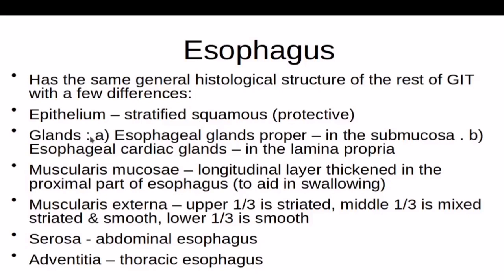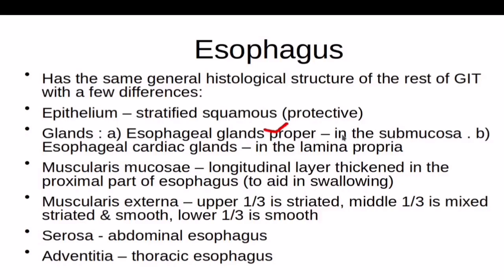Okay. Then for the glands, we have esophageal glands proper, which lie in the submucosa, and we have the second type of glands, also called esophageal cardiac glands, in the lamina propria. The difference between these glands is that esophageal glands proper secrete mucus to offer protective action and also lubrication of the bolus as it passes down the esophagus.